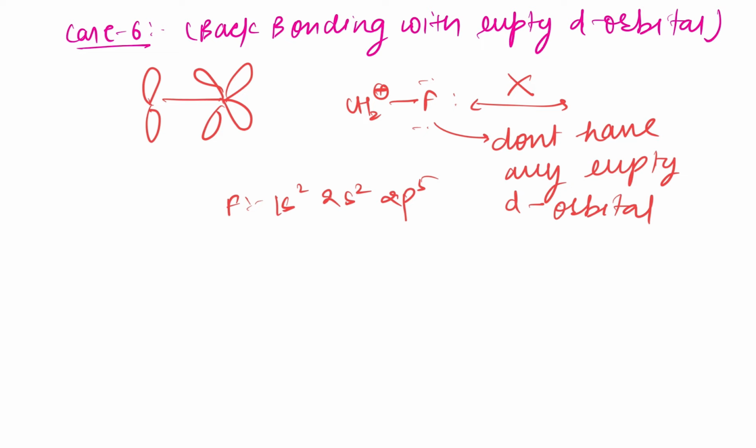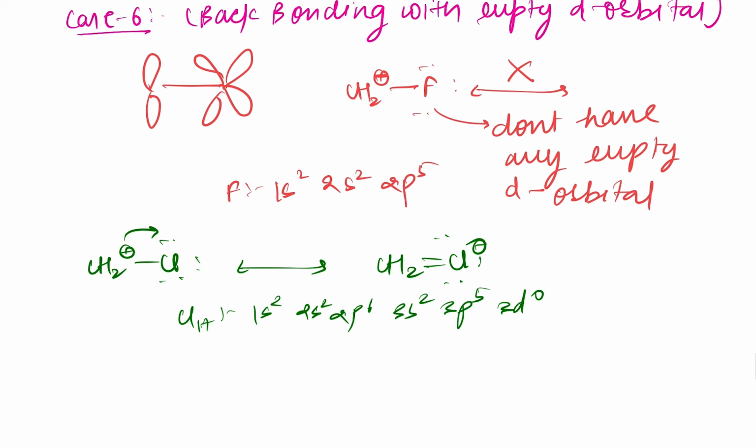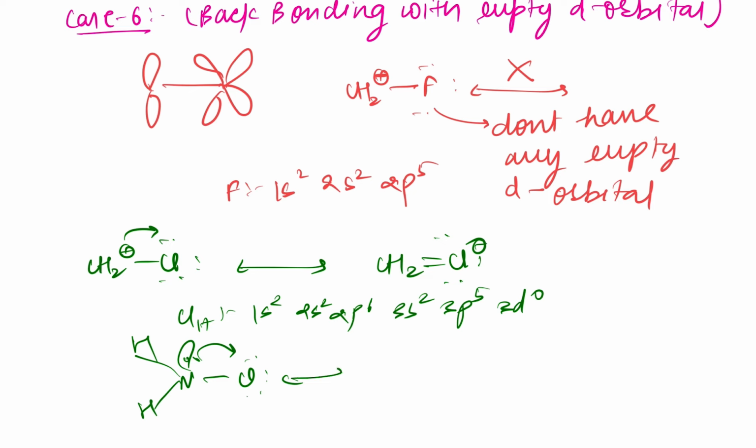But if we see the resonance like CH2 negative Cl, it will form a resonance. It will donate its electron pair, giving CH2 double bond Cl negative, and Cl has 1s2 2s2 2p6 3s2 3p5 and 3d0. Now whenever we have N and Cl, H and H, here also the lone pair will donate to N double bond Cl, positive and negative. Two hydrogens are there. So that's how we have seen all the cases of conjugation.